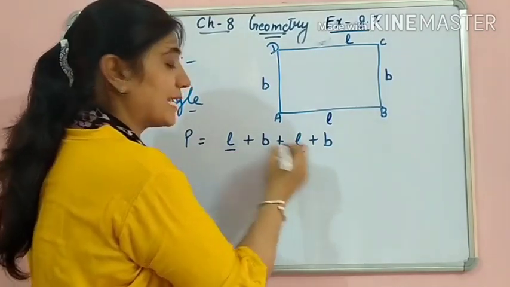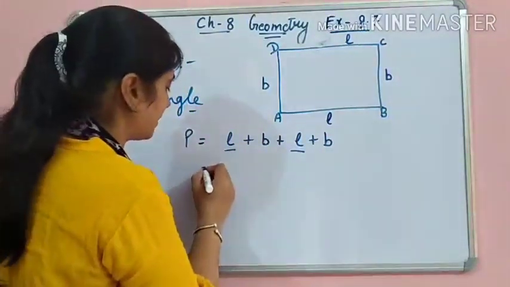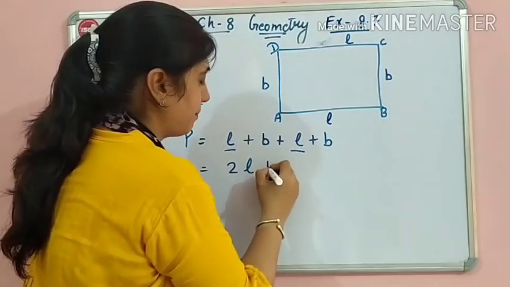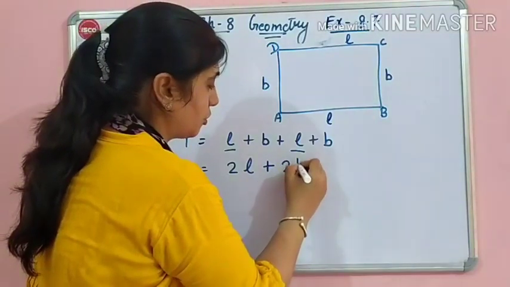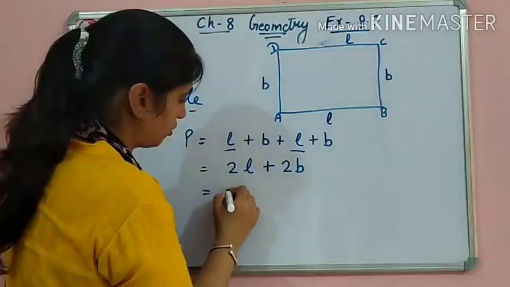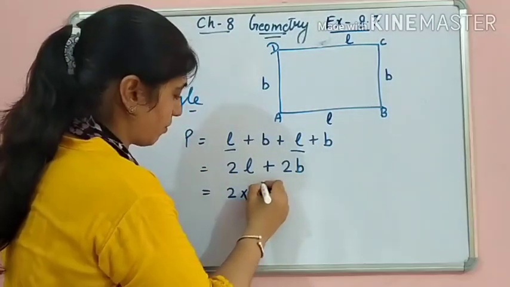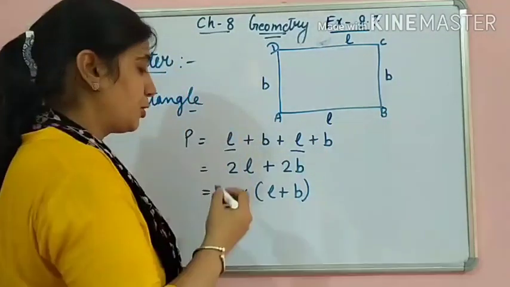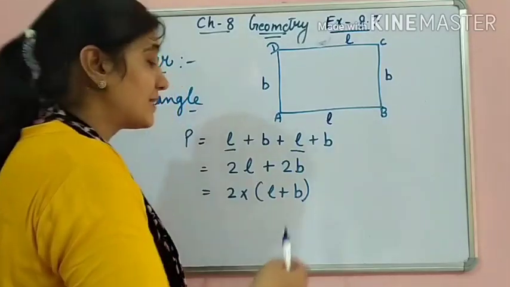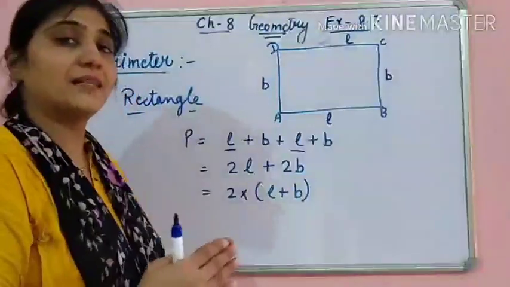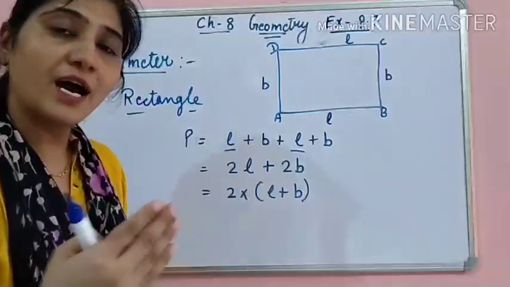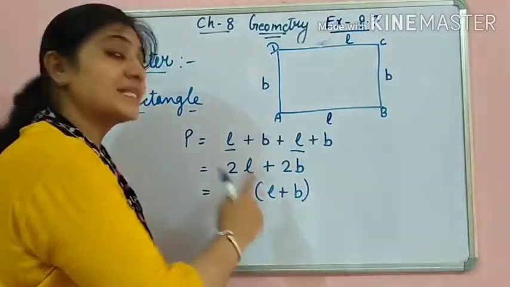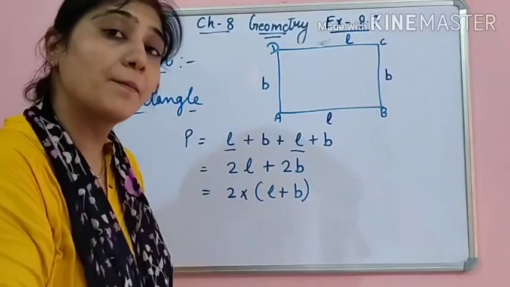How many times is L repeated? 2 times. It means 2L. And how many times is B repeated? 2 times. So, I am taking 2 as common. Yes, 2 into (L plus B). This is the formula to find the perimeter of a rectangle: 2 into (L plus B). L means length and B means breadth.